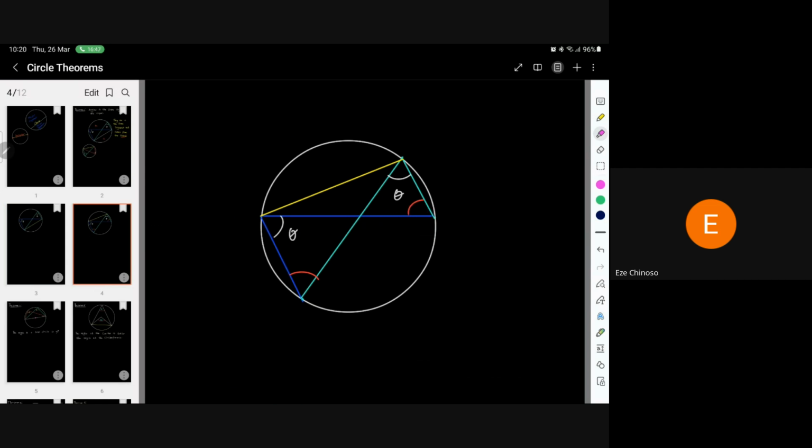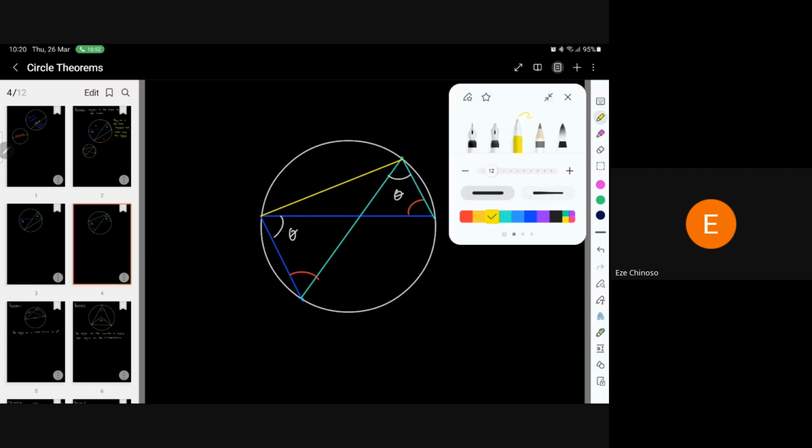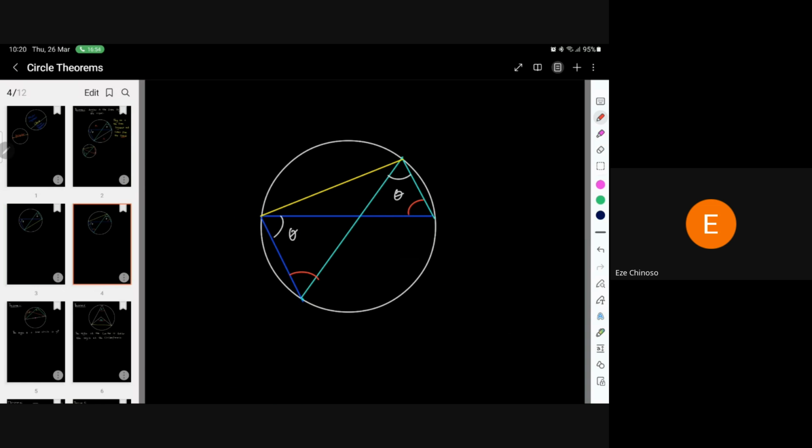Now, this entails something. This is a chord right here, and I can as well introduce another chord right here. That's what I want you to see. Another chord can as well come through this place. This is another chord, right? So which means that this angle here, are you seeing it now? This chord forms an angle here, right? That same chord forms an angle here. So which tells you that the angle here will be equal to the angle here.